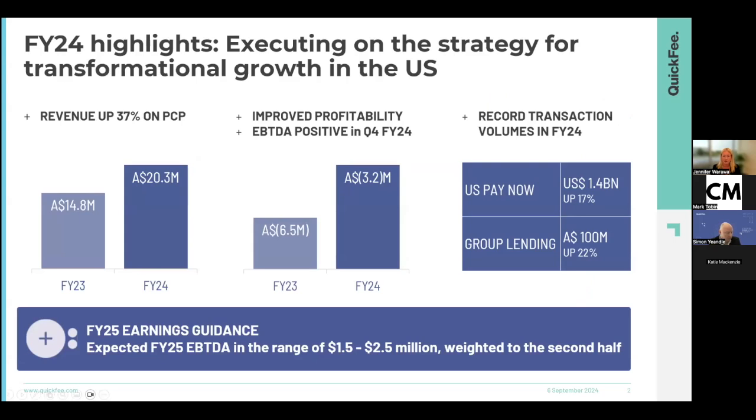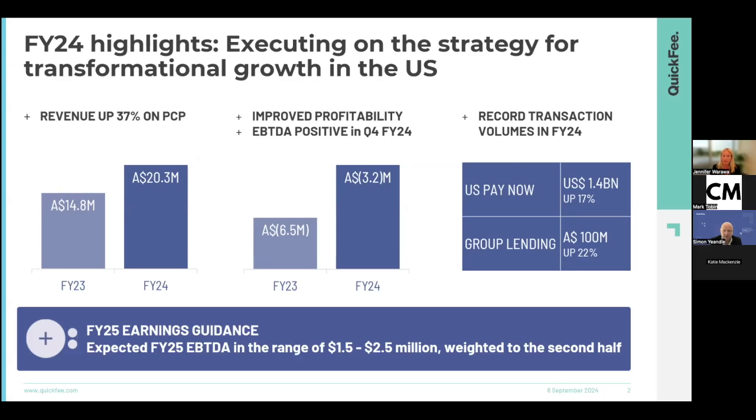And in FY24, we continue to deliver strong results underpinned by great people and a laser focus on relentless execution. As you can see on this slide, in FY24, group revenue was up 37%, and our profitability improved, which was highlighted in Q4 as we were EBITDA positive. Additionally, our transaction volume set a new record in FY24, with US Pay Now TTV being 1.4 billion and group lending volume hitting 100 million Australian for the first time.